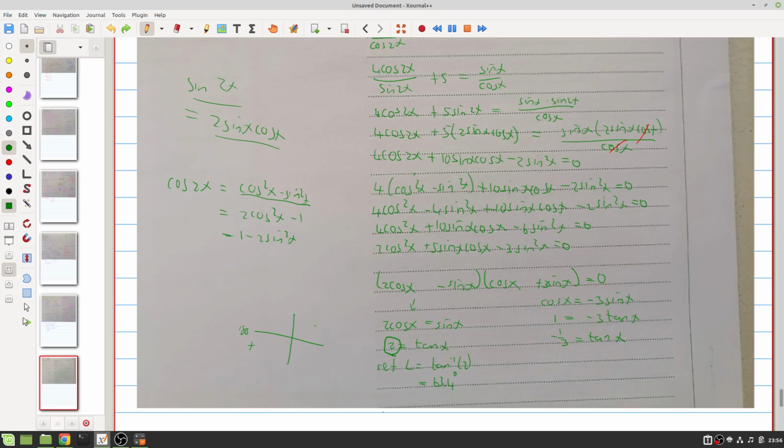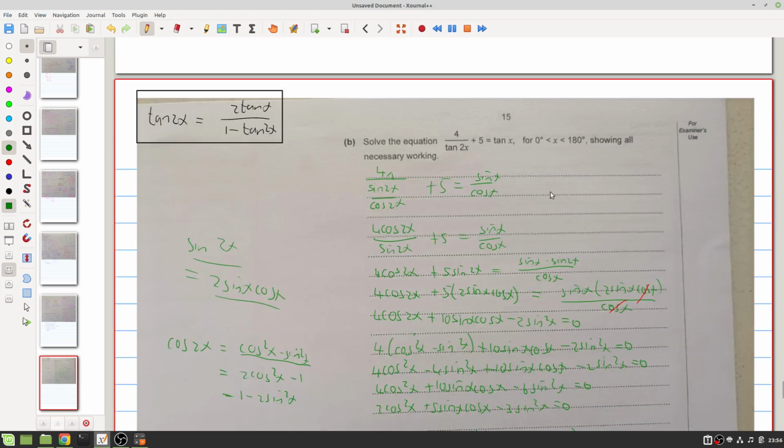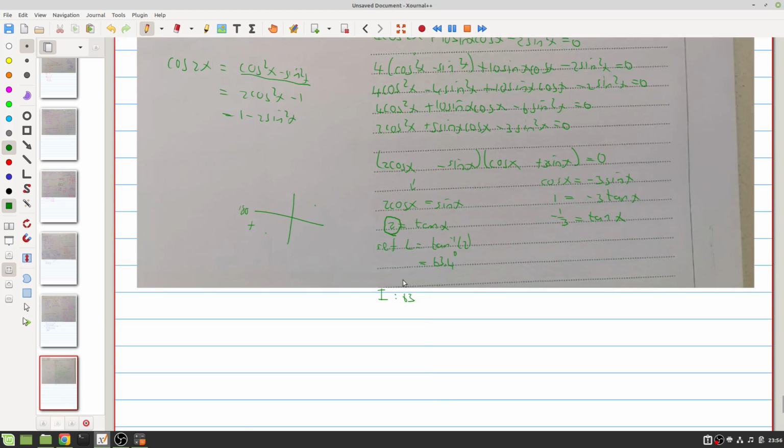Okay, so we've got quadrant 1. It's just normal 63 degrees. And the other quadrant here, it's too big, right? It's bigger than 180. So 63.4 degrees, that's one of our answers so far.